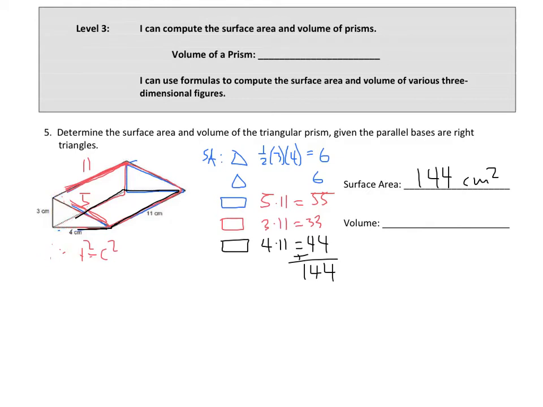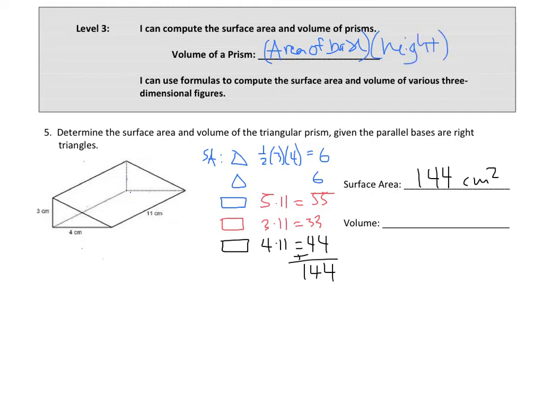And then for volume, we already talked about how to find the volume of a prism, but we always do the area of the base times the height of the prism. So let's write our volume formula: area of base times height.